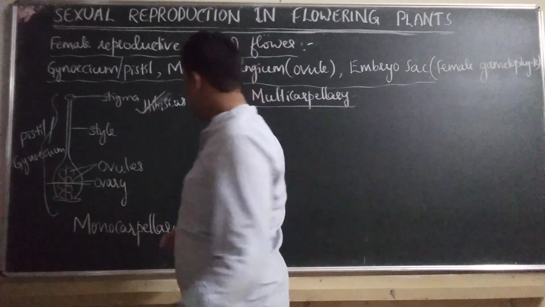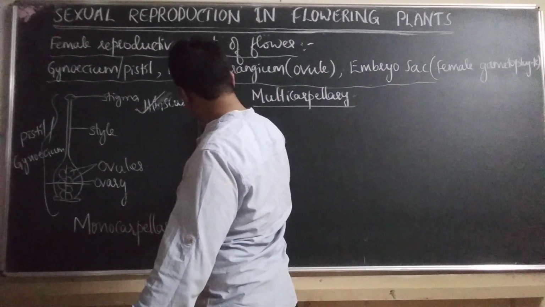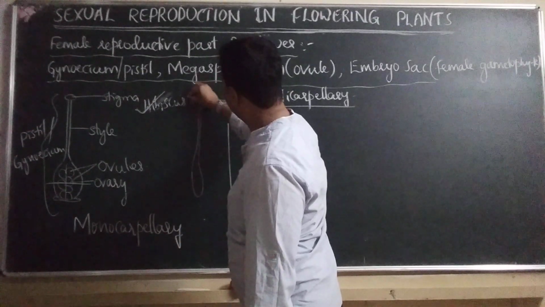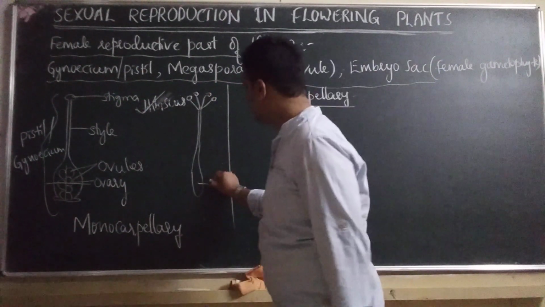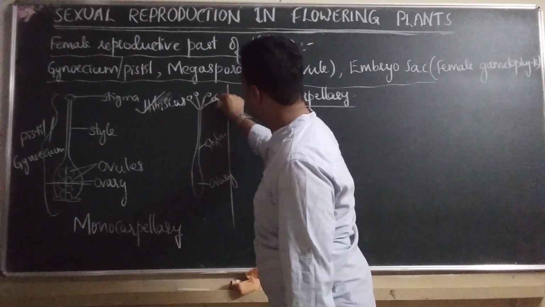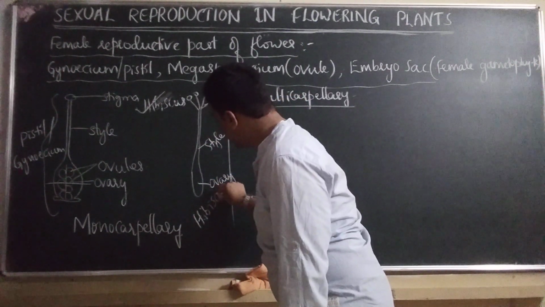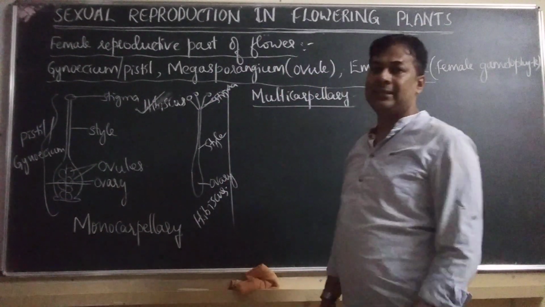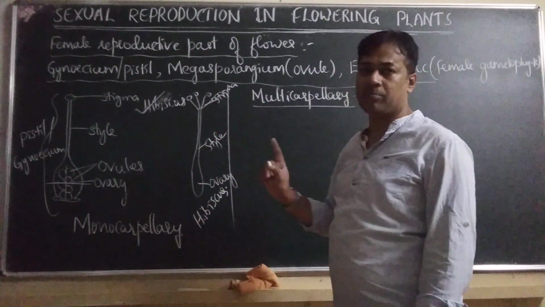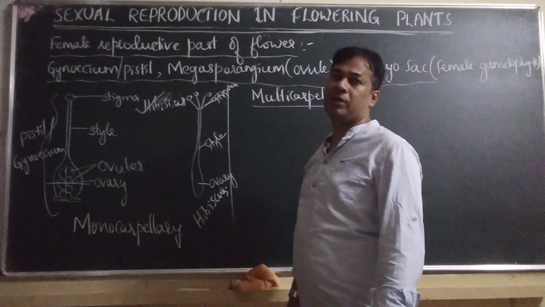I will draw the structure of hibiscus now. The hibiscus gynoecium will be like this, where it will have many stigma. This is ovary, style, stigma. This is an example of hibiscus which is monocarpellary, because a single pistil or single carpel is there. This ovary, style, stigma is one carpel. So a single pistil or single carpel is there, so it is called monocarpellary.